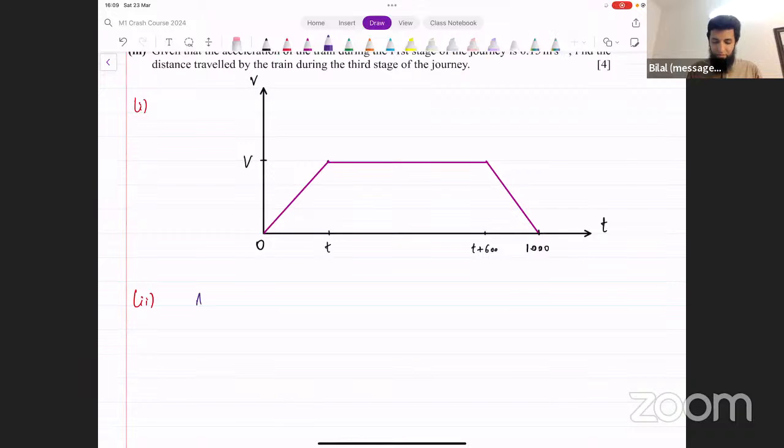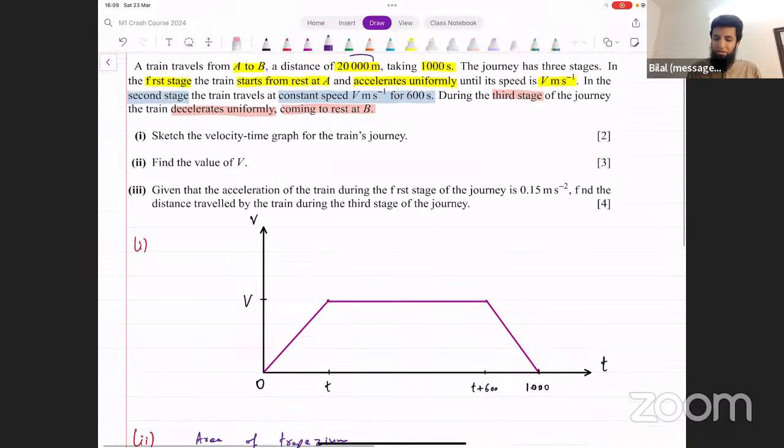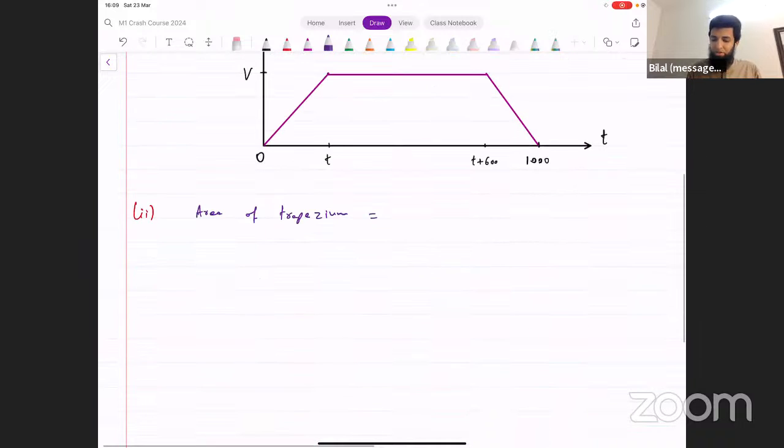How do you find the area of this graph? This is a trapezium. Area of this trapezium, what should that equal? This area should equal 20,000 because we're given that the total distance traveled is 20,000. We put this equal to 20,000. Now, how do you find area of a trapezium? That's half into sum of parallel sides into height. What are the parallel sides? One side is this, that's 1,000, and the other side is this. This is 600, right? So 1/2 into sum of parallel sides, 1,000 plus 600, multiplied by height. Height is V. That equals 20,000.